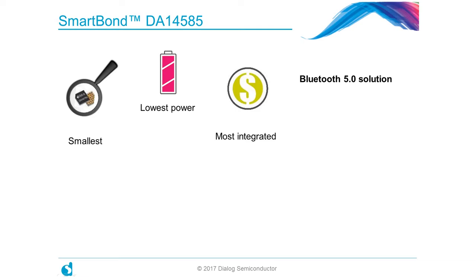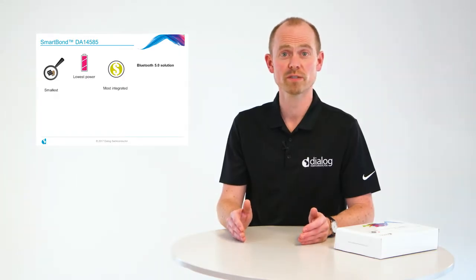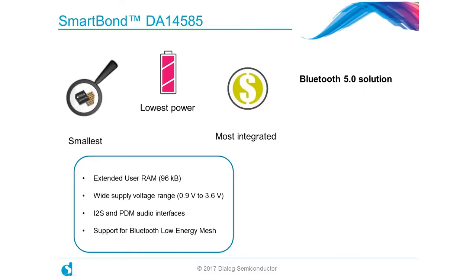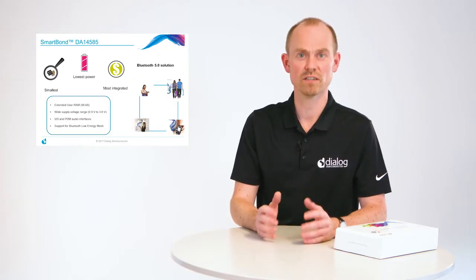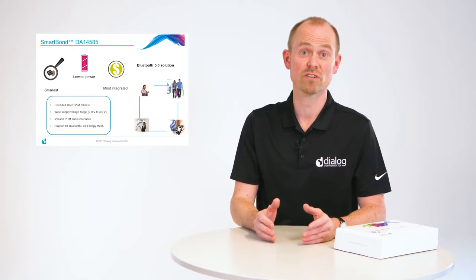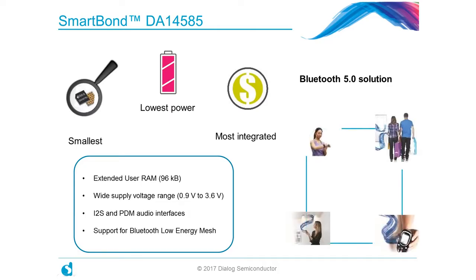And this versatile system-on-chip brings Bluetooth 5.0 functionality to our well-known DA14585X family. In addition, it offers great flexibility with features like extended user RAM of 96 KB, wide operating voltage range from 0.9 volts to 3.6, I2S and PDM audio interface for voice support, and Bluetooth Low Energy mesh. In fact, our DA14585 is ideal for adding Bluetooth Low Energy to products like remote controls, proximity tags, beacons, connected medical devices, smart home nodes, and much more.